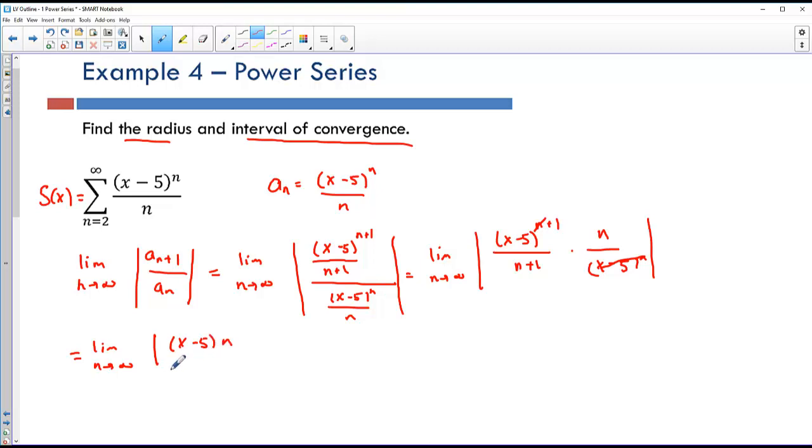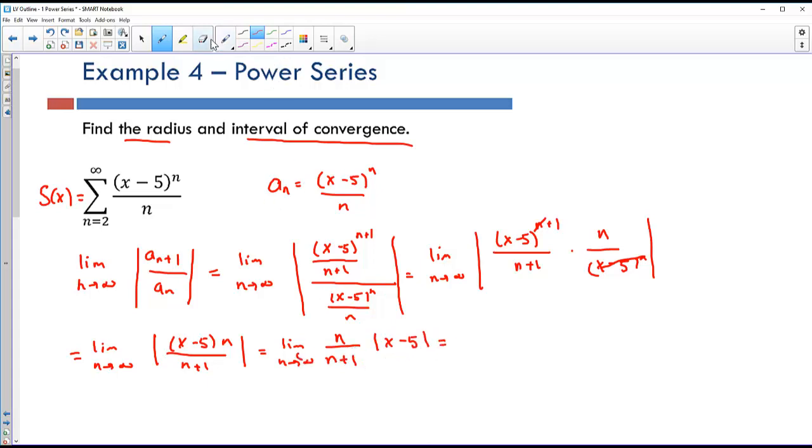Then I have an n on top and an n plus 1 on the bottom. I can pull those out because they're positive and we're multiplying. So it's the limit as n goes to infinity of n divided by n plus 1, all times the absolute value of x minus 5.